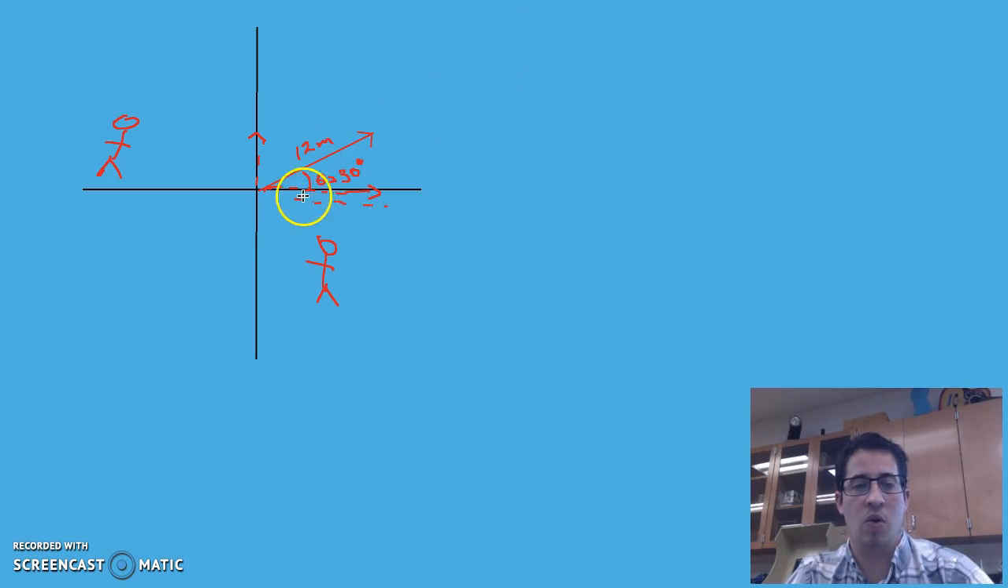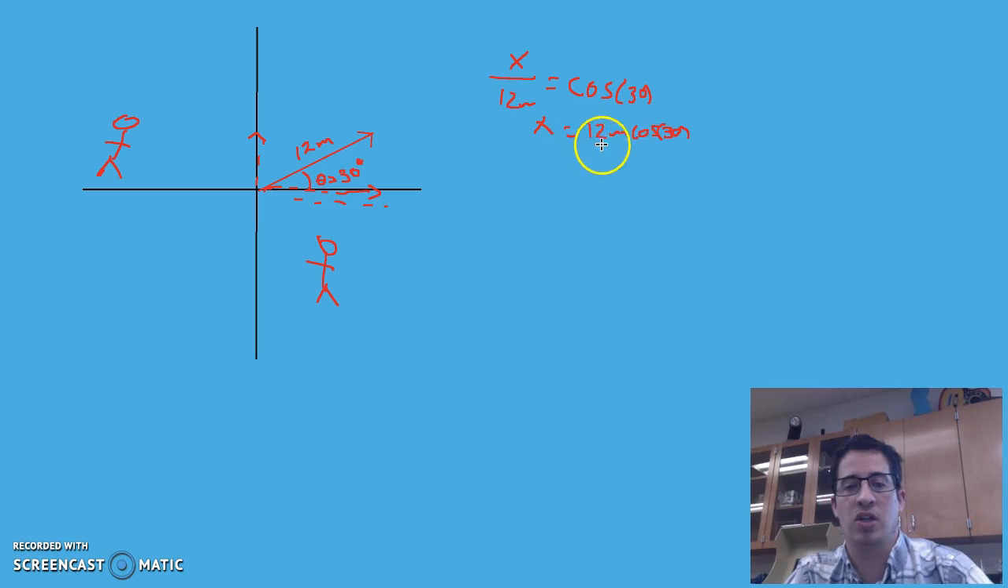This horizontal projection we'll call x. This is the adjacent side, so we say SOHCAHTOA: the adjacent over the hypotenuse of 12 meters is equal to the cosine of the angle, 30. So x is equal to 12 meters times cosine of 30. When we do this multiplication, we're taking 12 meters at an angle of 30 and projecting it onto the x-axis, and we get a value of about 10.4 meters.